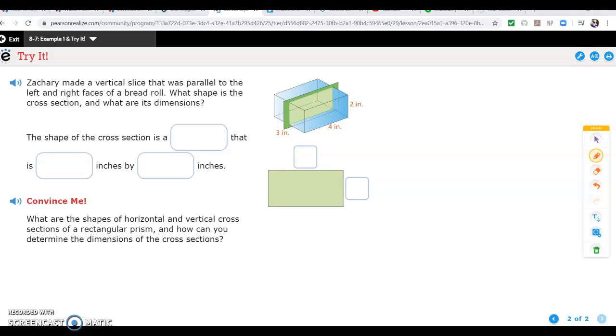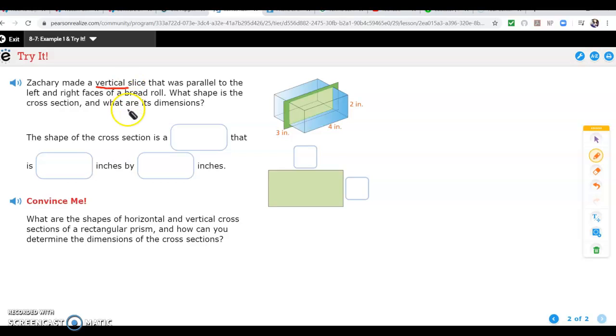This is from Topic 8, Lesson 7, where you are learning about cross sections. A cross section is a way you slice through a three-dimensional object, and it is the shape that that slice makes. So, for example, on this problem, they made a vertical slice.